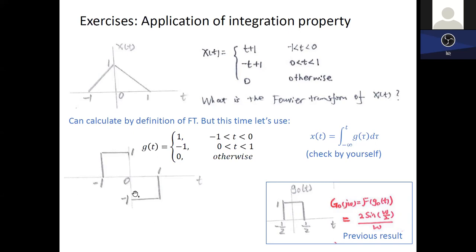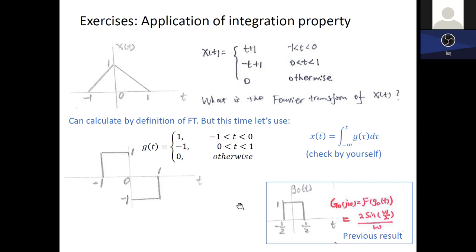So g of t looks like this. Its expression is simpler. For t between minus 1 and 0, it takes value 1. For t between 0 and 1, it takes value minus 1. It's a combination of two square waveforms. And to apply the integration property, we need to first calculate the Fourier transform of g of t. To calculate the Fourier transform of this signal, we can further apply the Fourier transform of a signal we already know, which is the standard square waveform. And we know that for this signal, its Fourier transform is 2 times sine omega divided by omega.